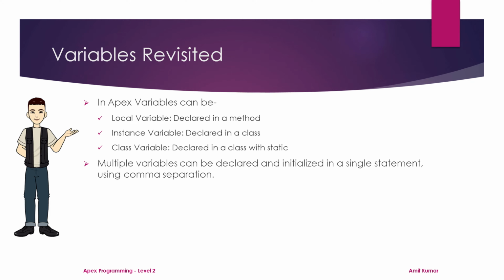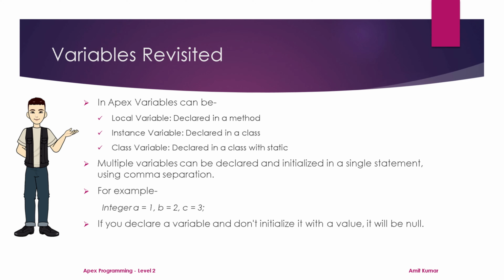Now, multiple variables can be declared and initialized in a single statement, separated by commas. For example, we can create multiple variables like this and initialize values to them along with the declaration. So all these three variables A, B and C will be of integer type, holding the values 1, 2 and 3 respectively. If you declare a variable and don't initialize it with a value, it will be null.